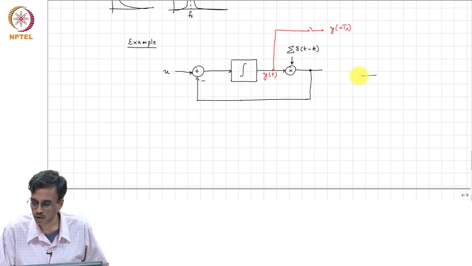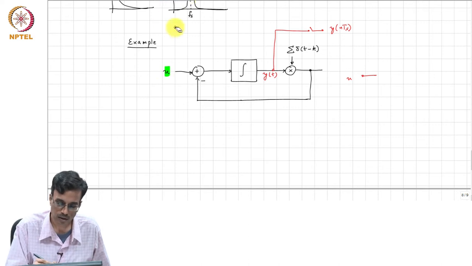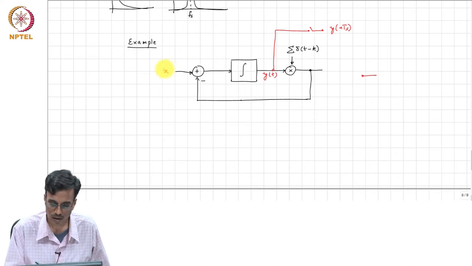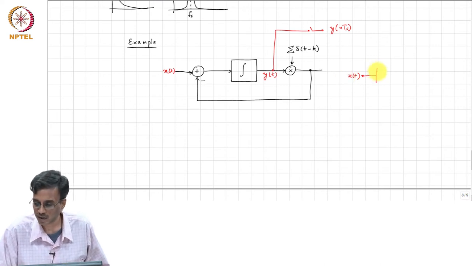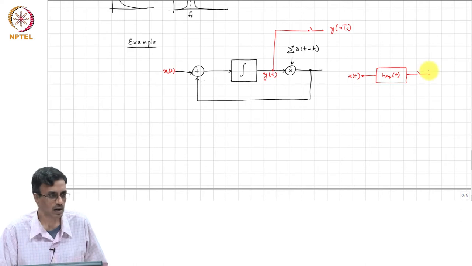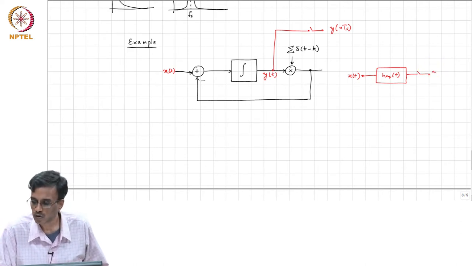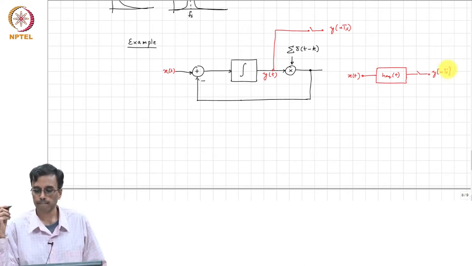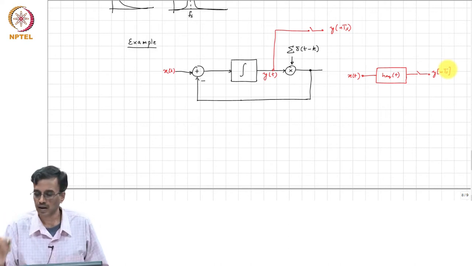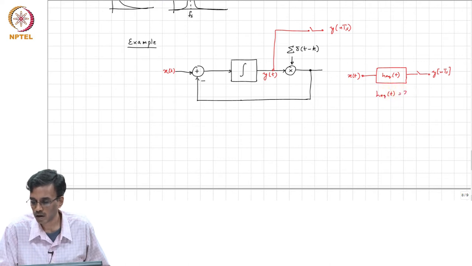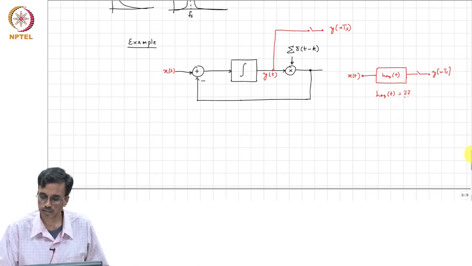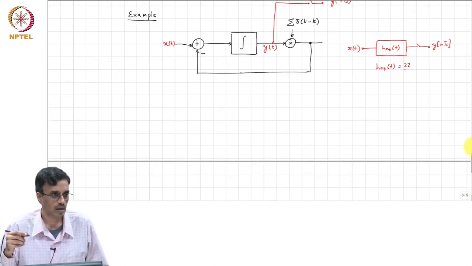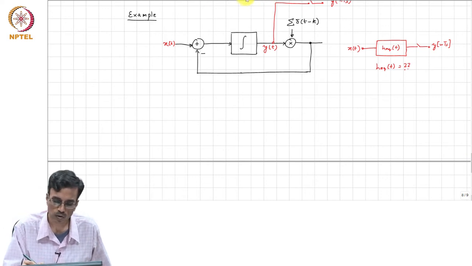We know that equivalently, we have u of t, let me call this x of t. And we know that there is some H equivalent of t, which when sampled will give you y of nTs. All right. And we are trying to find what this is. Correct. And so what do we do? We have to first make the adjoint network. So how do you do the adjoint?